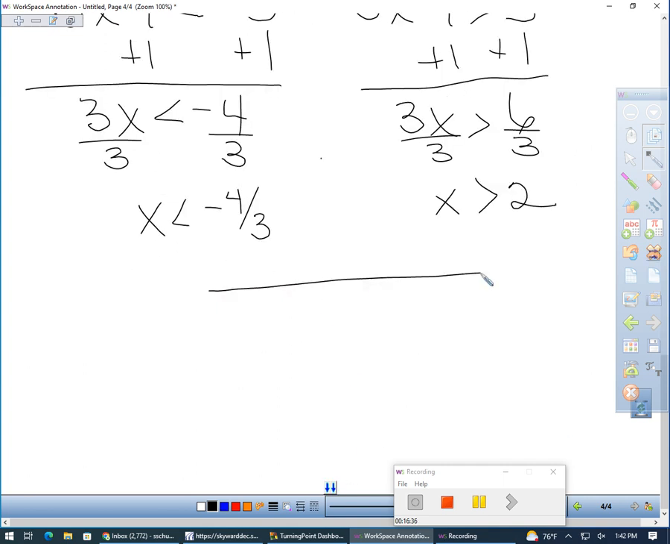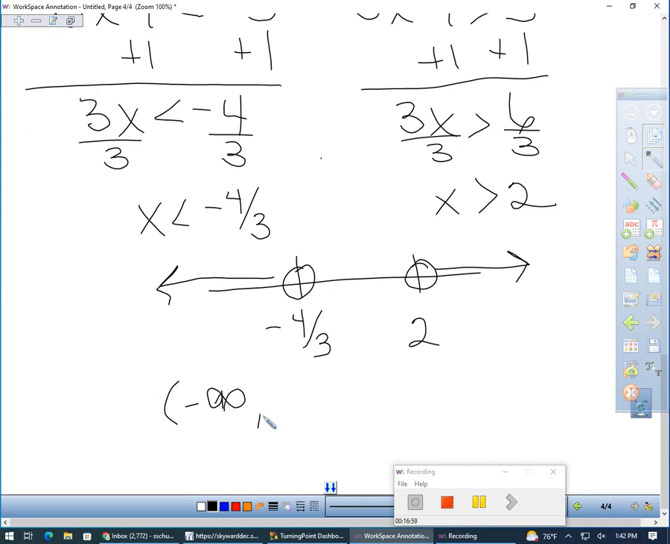All right, on my number line, at negative 4/3, open or closed? Open. And it goes to the left. At 2, do I have an open or closed dot? Open. And it goes to the right. Our interval notation starts at this arrow, which is negative infinity. Goes to negative 4/3 with a parenthesis. Remind me again, what do I put in the middle? U. Good. Then we have a parenthesis to infinity.